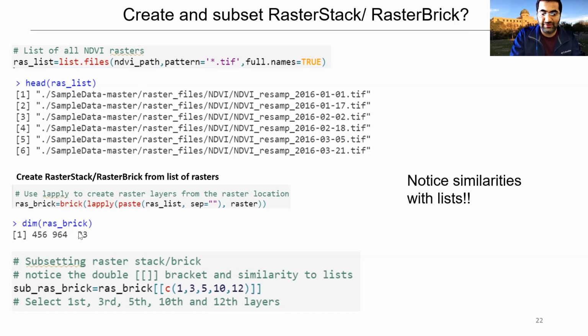Because we had 23 rasters in this case, if you do not want to work on all 23, you want to subset them, all you have to do is just like you would subset a list. Notice these double brackets that you see over here. And I need the raster layers for the 1st, 3rd, 5th, 10th, and 12th retrieval. So I subset the RasterBrick just like I would subset a list, by putting double brackets over here and specifying the layers I want. And this subset RasterBrick will be a subset of just 5 layers, which I have specified over here.